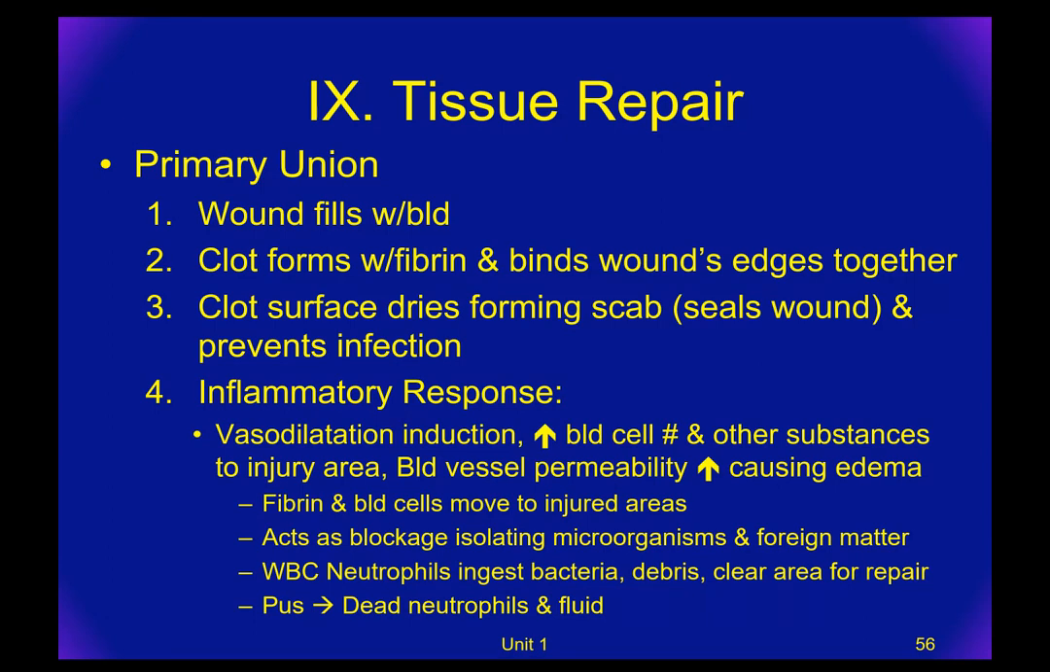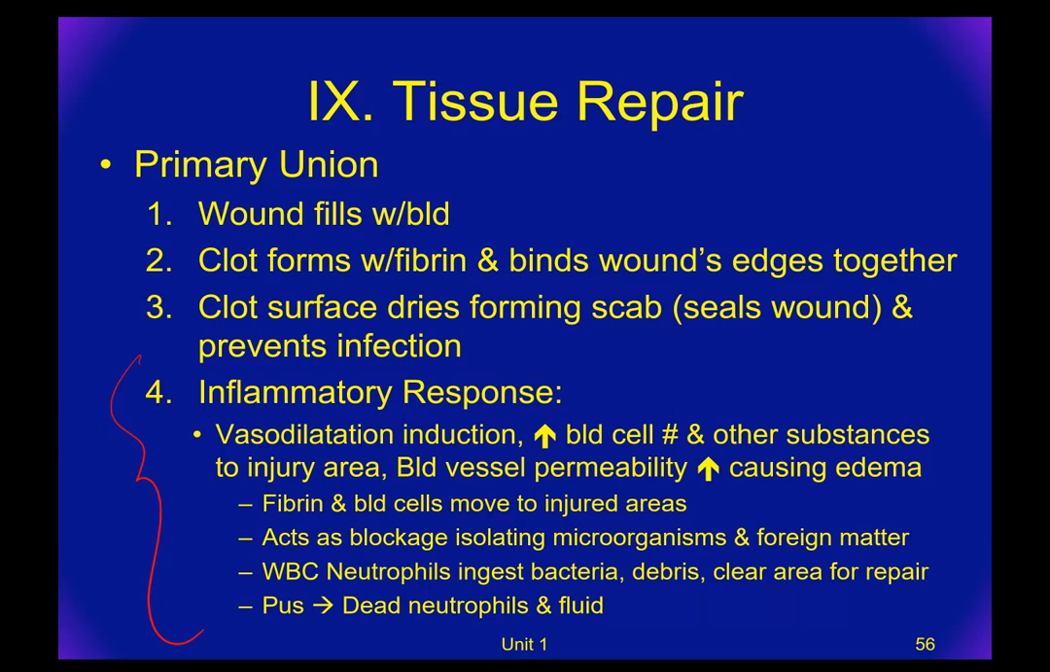In the inflammatory response that happens, you're going to get the vasodilation. The vessels are going to kind of dilate and allow them to leak. That means you increase the blood cell number and other substances into that injury area, the edema that we saw in that picture. The blood vessel permeability goes up. It causes edema, swelling. Fibrin and blood cells move to that injured area. It acts as a blockage. Basically, I'm blocking access to the rest of the body by causing a clot to form right there.